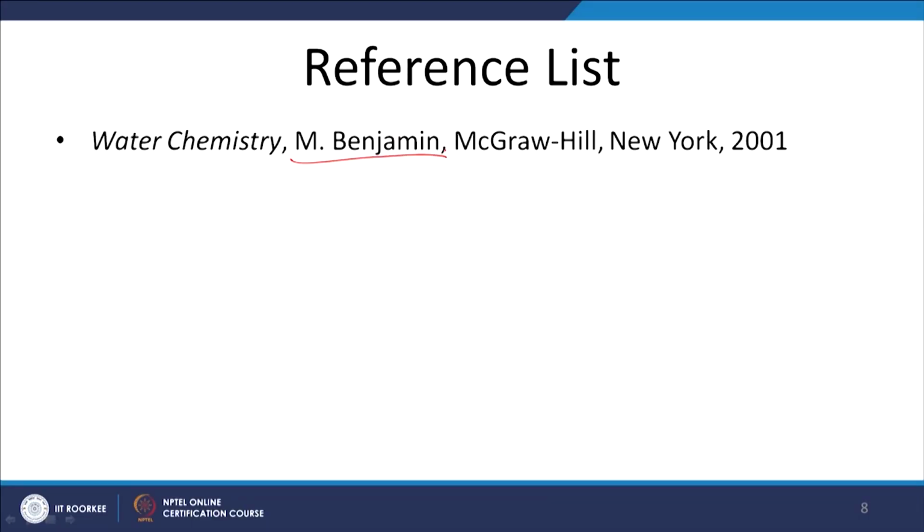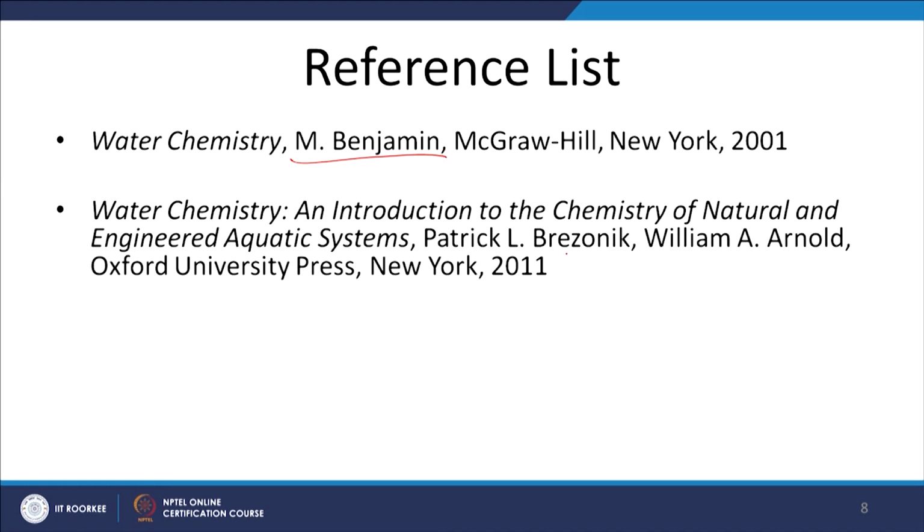Moving on, I guess you want to know some of the textbooks that you need to refer to. In general a very good book to refer to is Water Chemistry by Mark M. Benjamin, and I am not sure if it is available online. So I am going to suggest another book that is available online through most of our libraries, and that is Water Chemistry by Brezonik and Arnold. Preferably look at Water Chemistry by Mark M. Benjamin, and if that is not available you can look at Water Chemistry by Brezonik and Arnold.